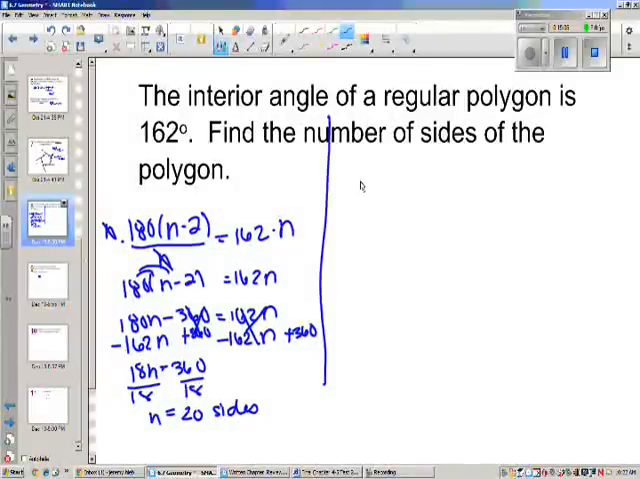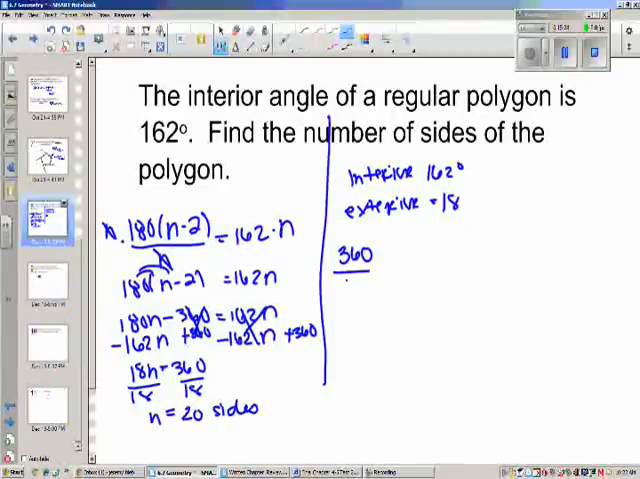There's also another way. If we know that the interior angle is 162, can we find the exterior? Remember, exterior and interior angles are supplementary, so the exterior angle has to equal 18. Now recall from the previous page, to find exterior angles the easiest formula was 360 divided by n, because the exterior angles always add to 360. If I divide by the number of angles or sides, that will give me each angle. So that has to equal 18. This looks like it's way easier to solve.